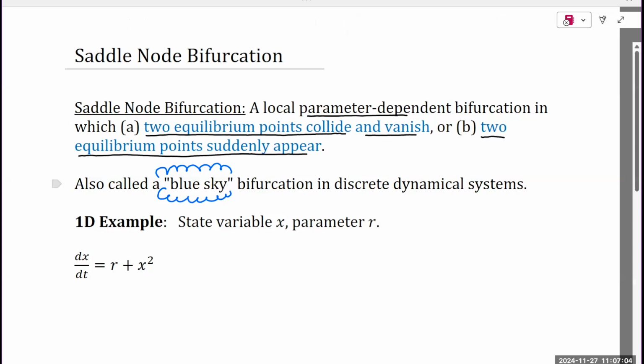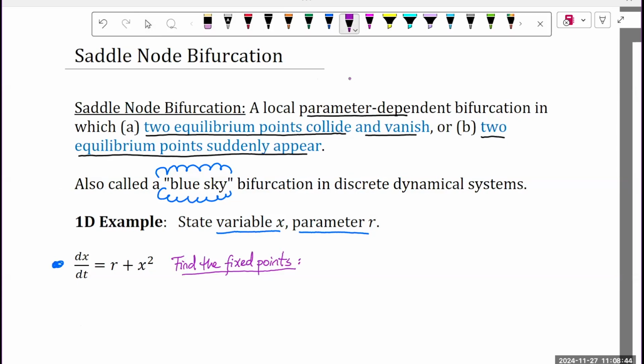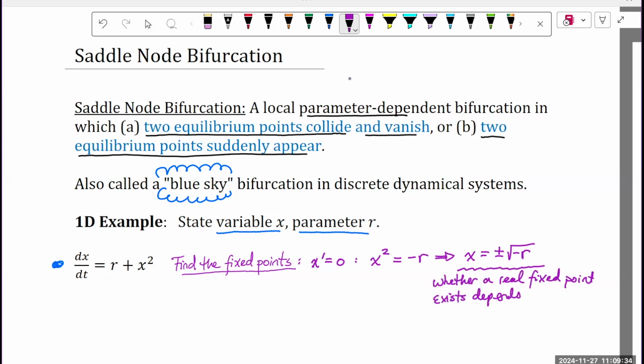Now, as we look at our example, it's important to identify what our state variables are and what our parameters are. In this case, we have one state variable in a one-dimensional example, which is x, and we have one parameter r. The ODE is dx/dt equals r plus x squared. Now, how do we find the fixed points? To find the fixed points, we set x prime to 0, which means that we are going to need x squared to equal minus r, or x to be plus minus root minus r. Clearly, we're already seeing that whether a real fixed point exists is going to depend on the sign of r.